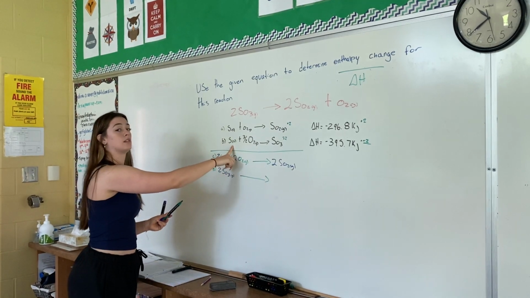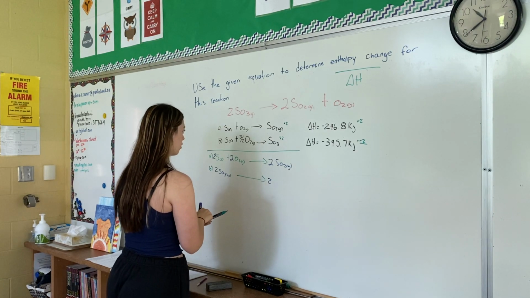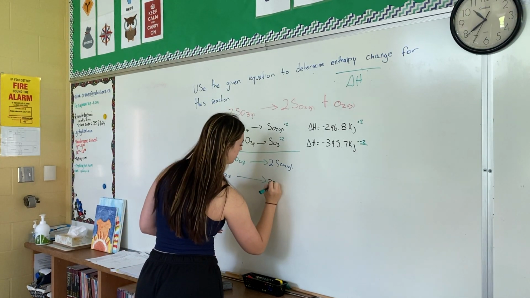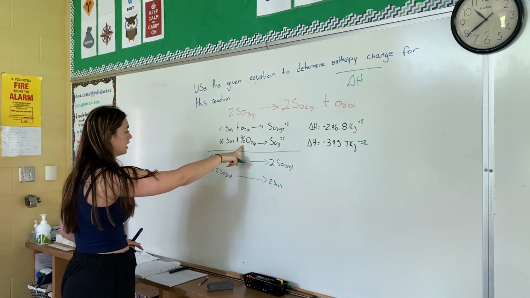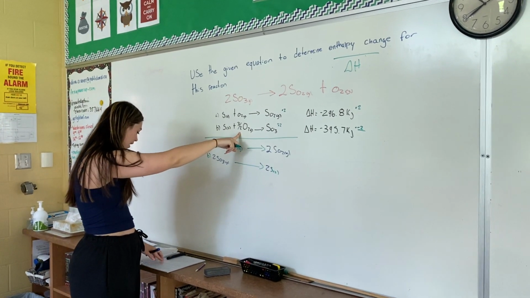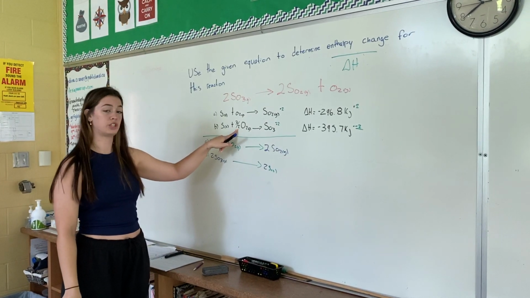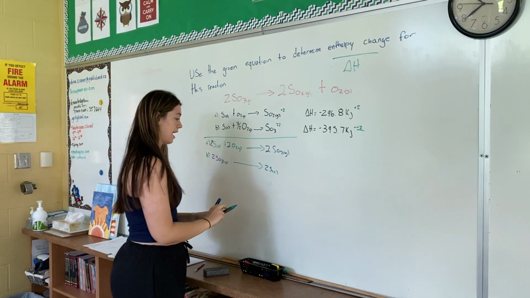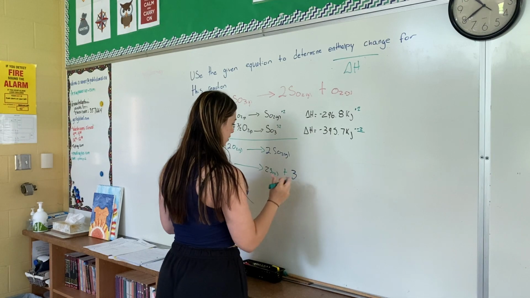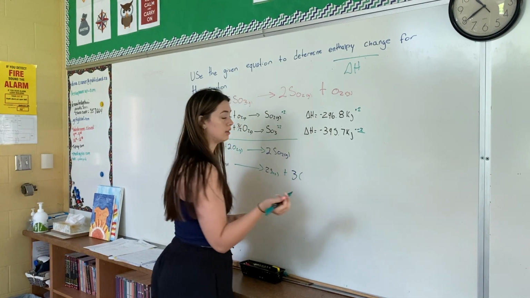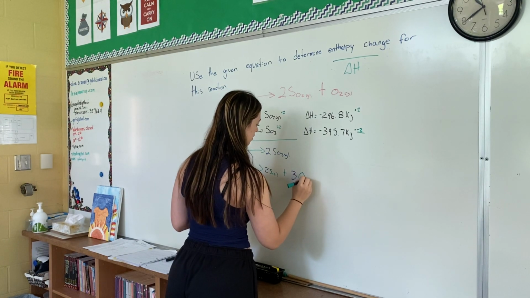Now we have to change these ones. So we're gonna have 2 sulfurs. And since we have a fraction here, if we multiply this fraction, 3/2 times 2, we're now going to have 3 oxygens. Because 3/2 times 2 is 3. Okay.